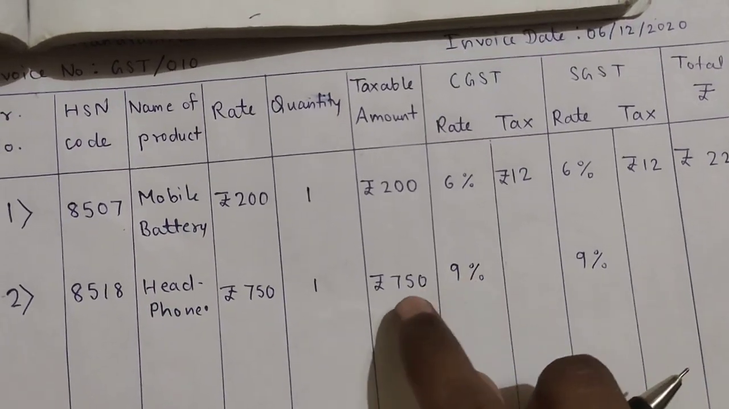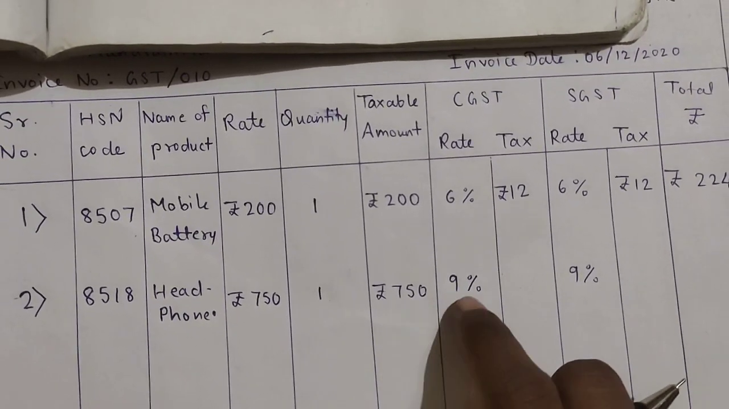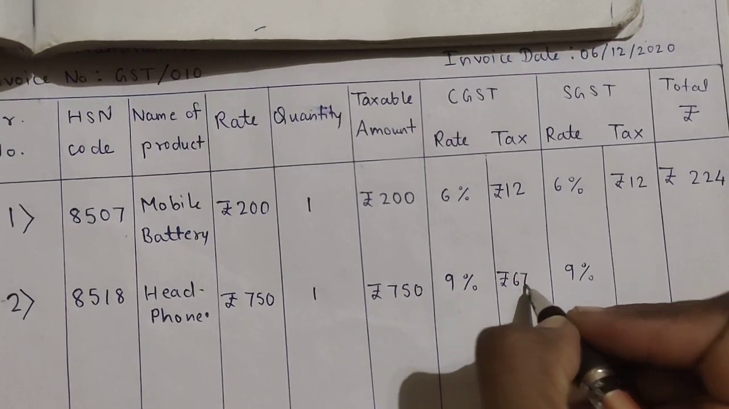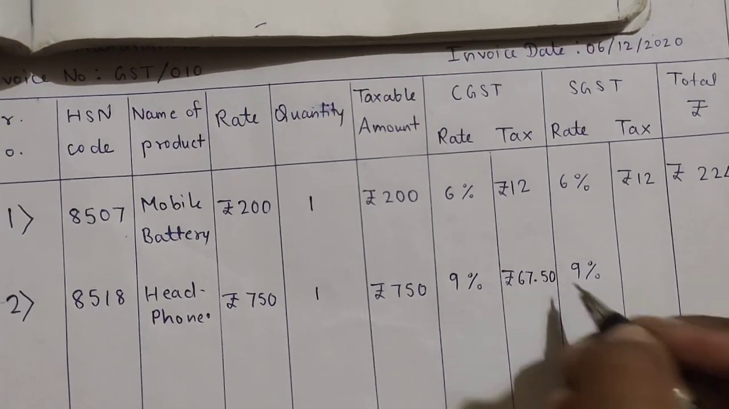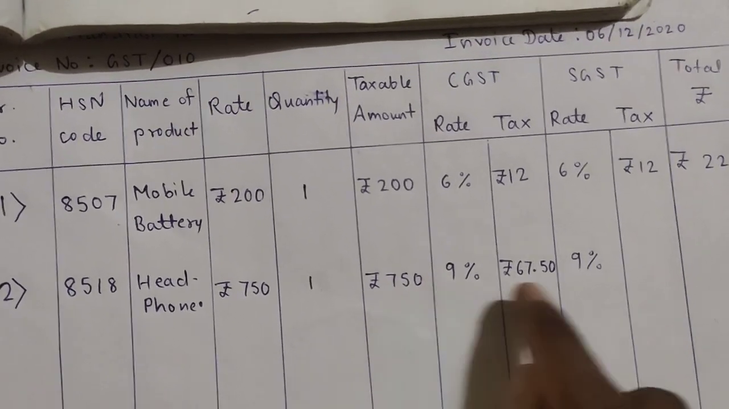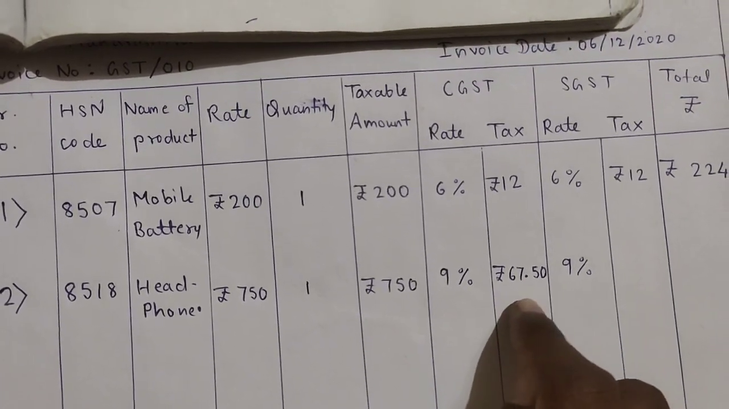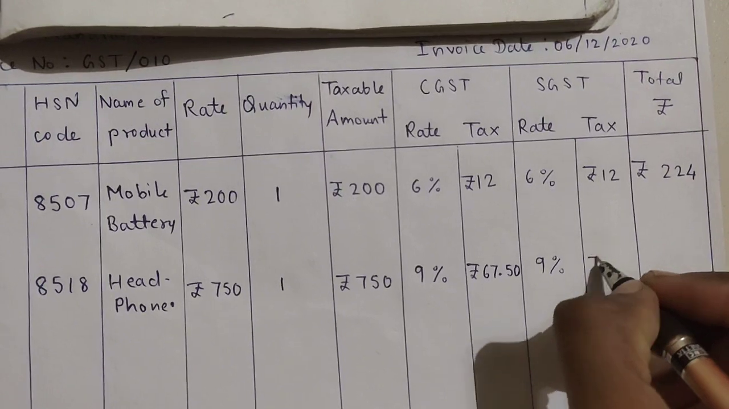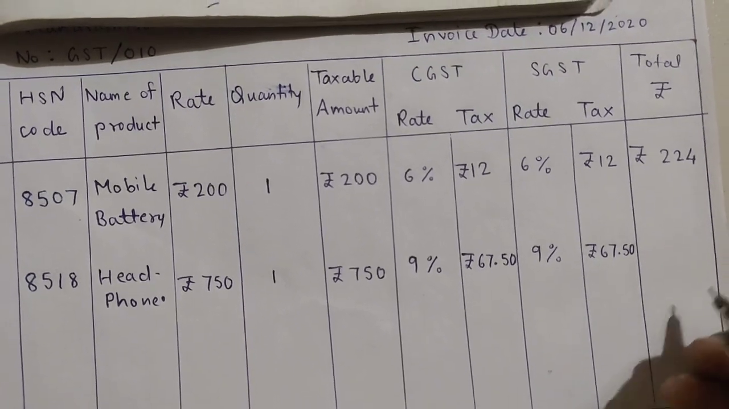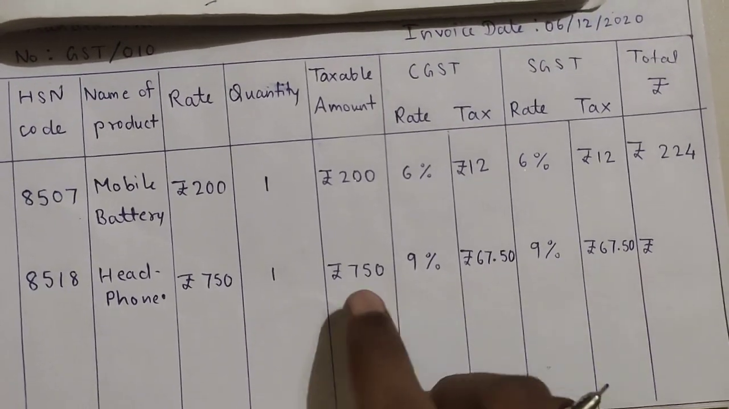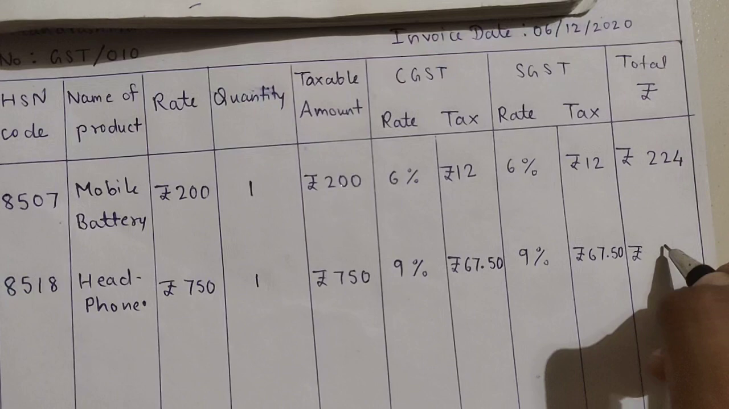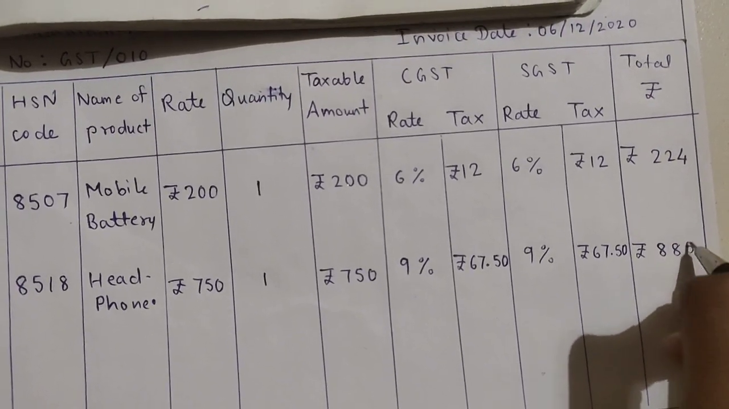Now you will calculate 9% of 750. So if you do 9% of 750, you are going to get rupees 67.50. Okay, how to calculate? 9 upon 100 into 750 you need to do, and if you do that you will definitely get rupees 67.50. Same way here also you are going to get same amount, rupees 67.50. Now here you will do total of that, that is 750 plus 67.50 plus 67.50, and if you do this you will get 885 rupees.